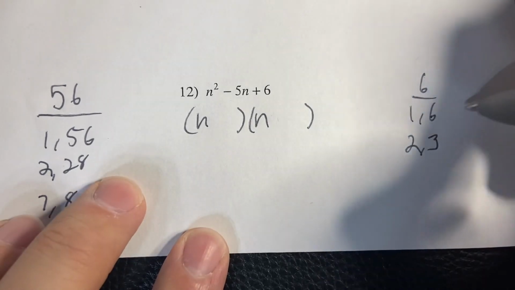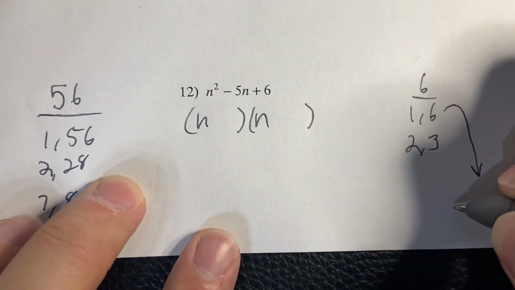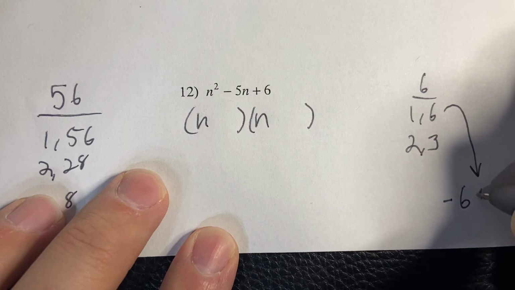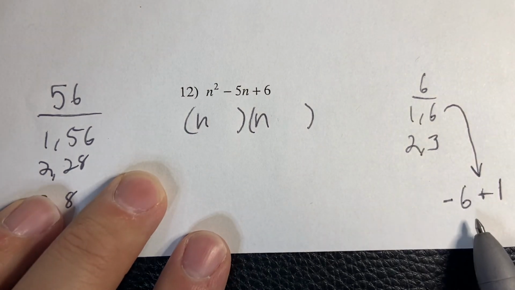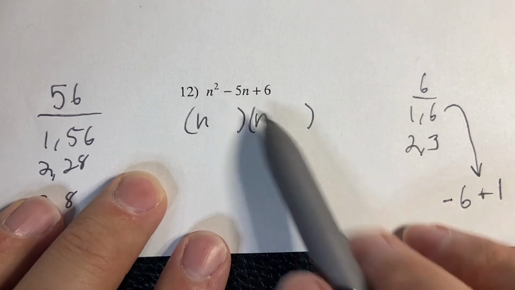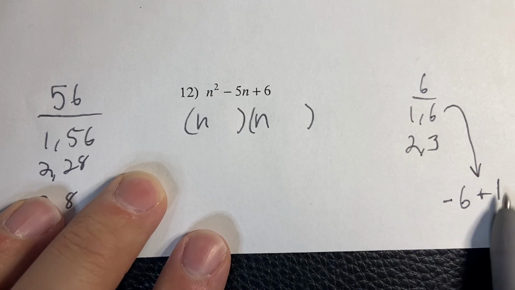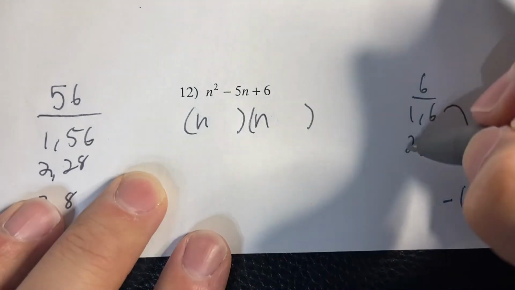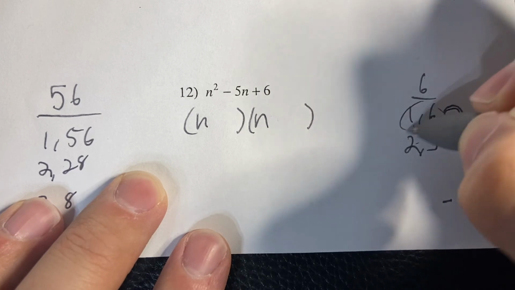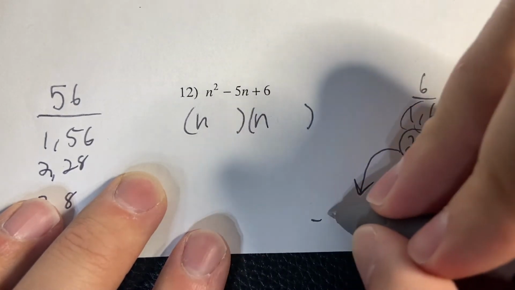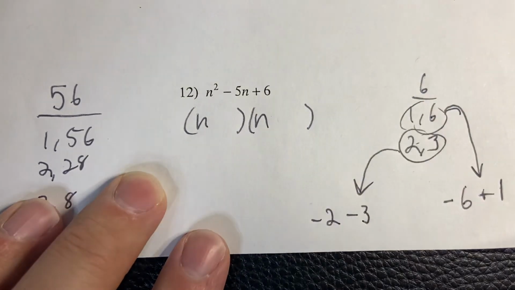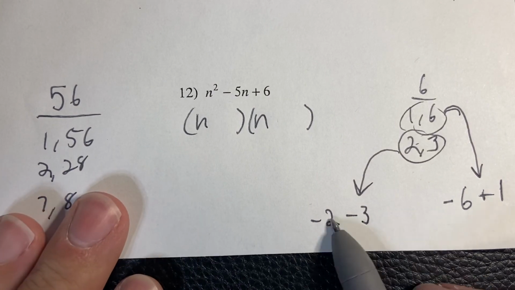Here's what I mean. If you use the 1 and the 6 right here, it is going to be negative 6 plus 1. See what I'm saying? That gets you a negative 5. Negative 6 plus 1 is negative 5, right? Or if I take this 2 and 3 over here, negative 2 minus 3, that's also a negative 5. So which one is it? You see what I'm saying?